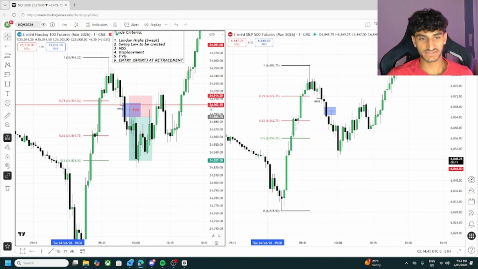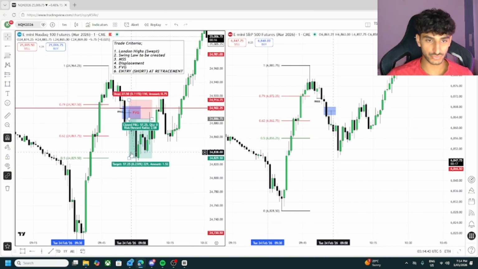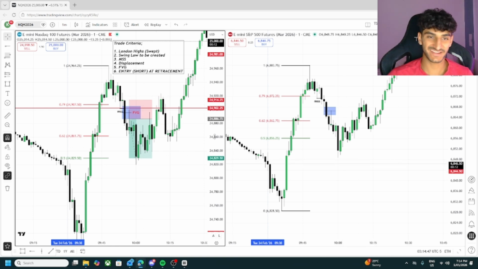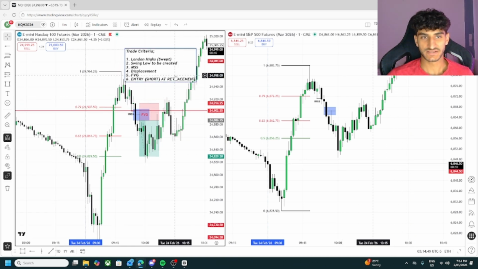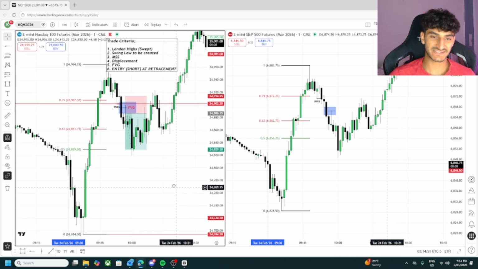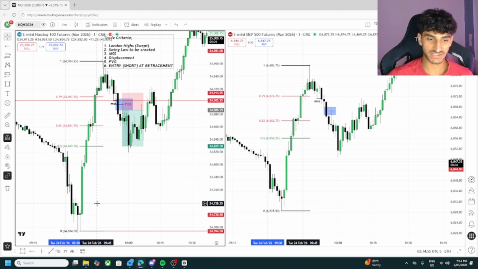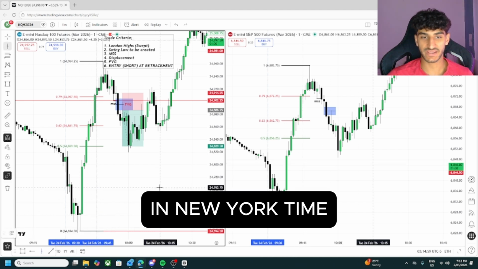And there you have it, guys. Literally, TP hit within 1, 2, 3, 4 minutes, and you bagged around 57 handles, which is absolutely insane in the markets. Now, something that I do also want to mention to you guys is the macro time. It's very, very important to execute your trades between 9:45 a.m. and 10:15, as that is the first AM macro.